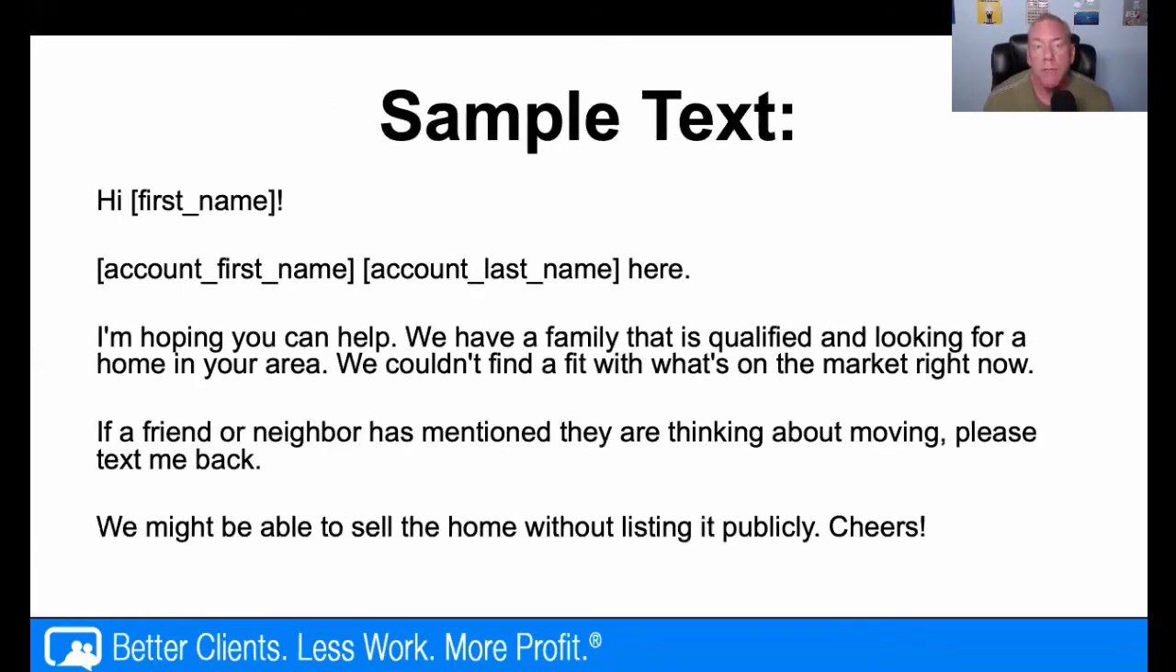Then the next week, for everybody who doesn't reply, we send them a text message. Hi, Bob. Pete Mitchell here. I'm hoping you can help. We have a family that's qualified and looking for a home in your area. We couldn't find a fit with what's on the market right now. If our friend or neighbor has mentioned that they're thinking about moving, please text me back. We might be able to sell the home without listing it publicly. Cheers. So again, it's very soft. It's not, hey, are you thinking about moving, it's you or someone you know is thinking about moving. Let me know. Might be able to sell this home for them.